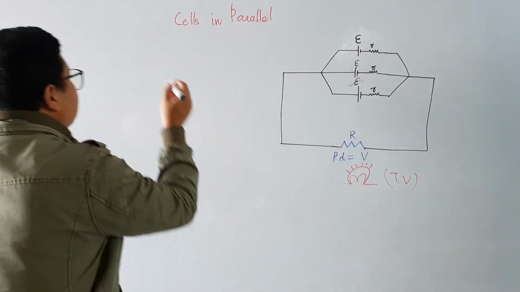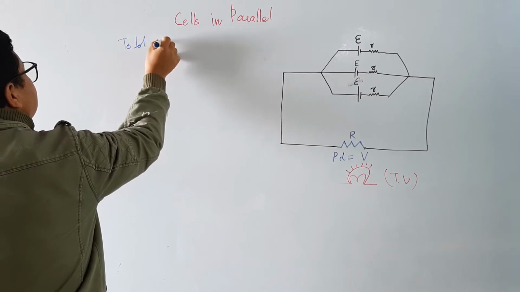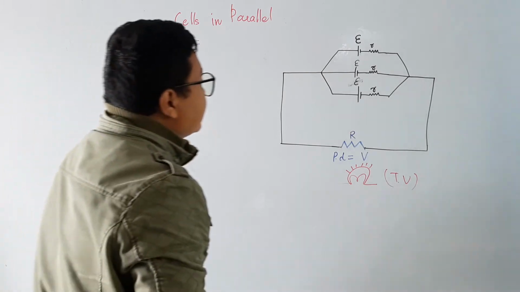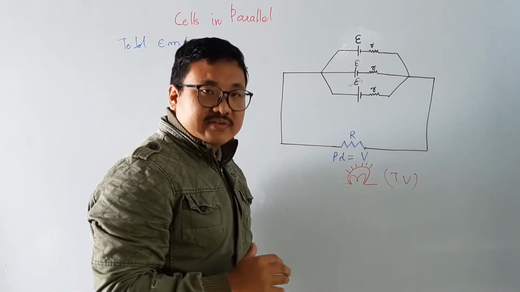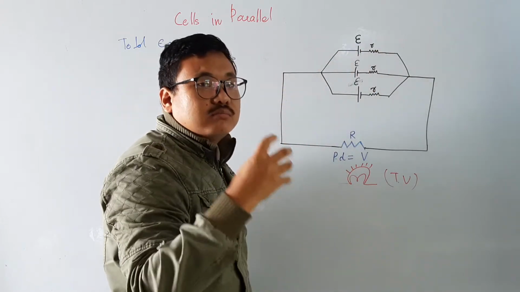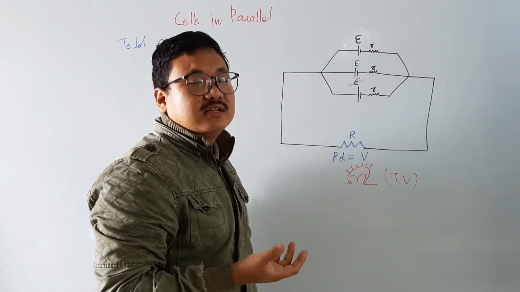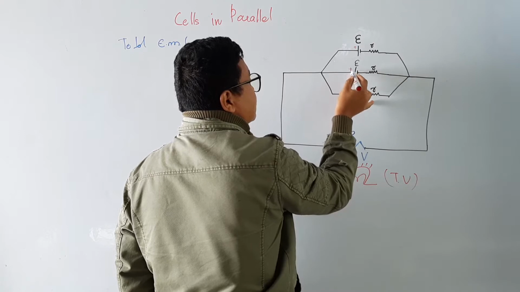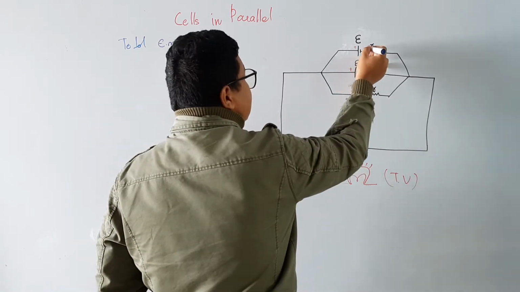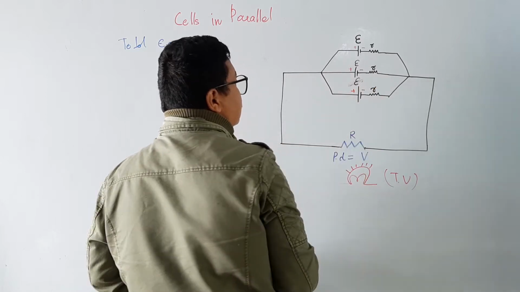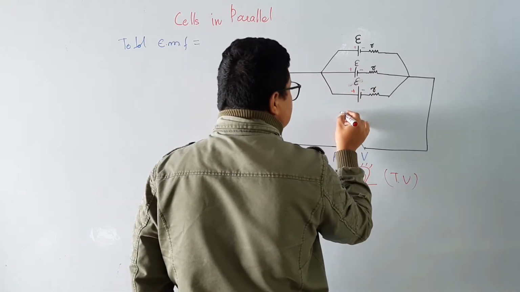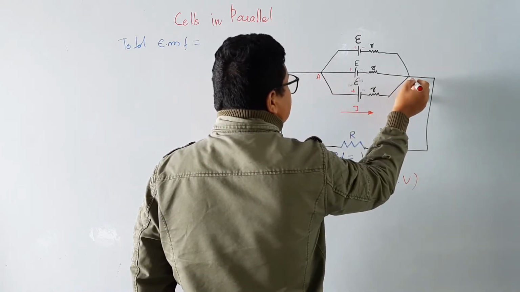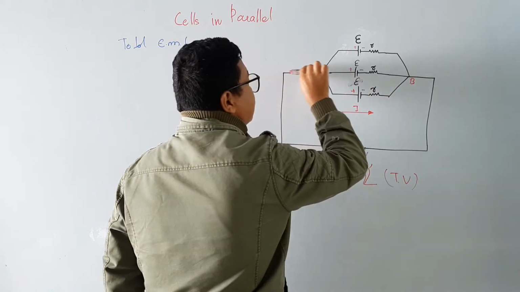So that is my total EMF. I will write total EMF is equal to... So we know that there is a flow of current in this circuit from the positive terminal to the negative terminal of the cell. The long line is my positive terminal and this is my negative terminal, and we know the current flows from positive to negative. So this is the direction of current, isn't it? This is A and this is B. From A to B there will be a flow of current.